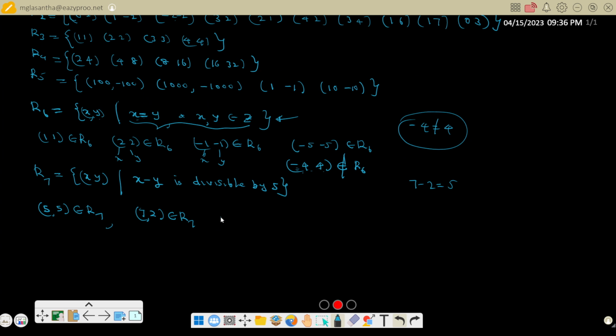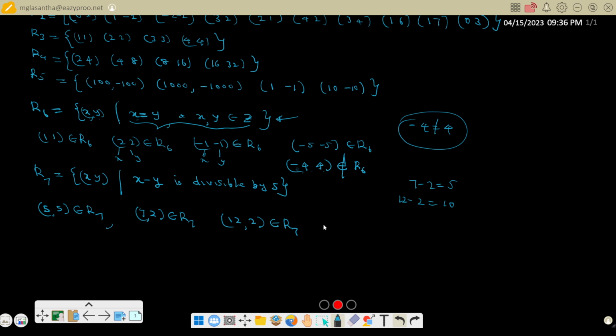Then (12, 2). Does (12, 2) belong to R7? Yes, because 12 minus 2 equals 10. 10 is divisible by 5. 10 is a multiple of 5.